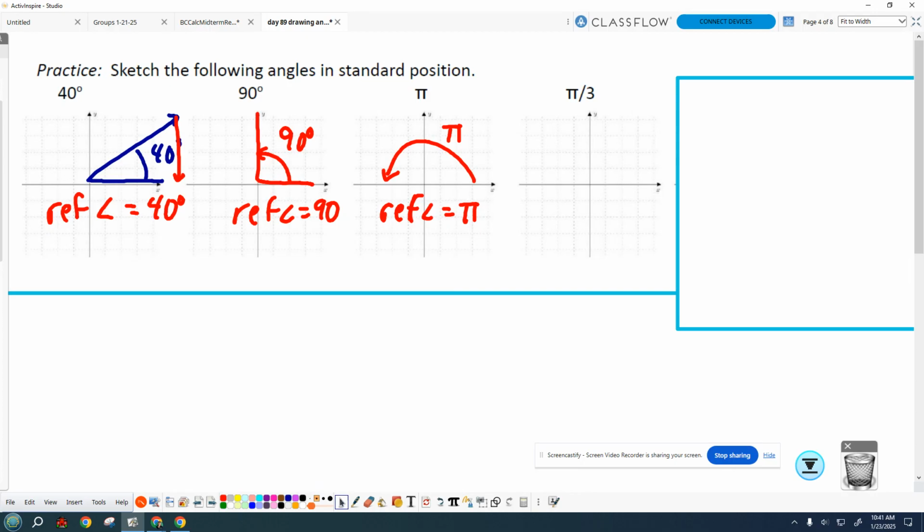Okay, pi over 3. Monte, what quadrant is pi over 3 going to land in? 1, 2, 3, or 4? 1. Okay. Conchetta, how am I going to draw pi over 3? Don't know. Okay. How much in radians is that? Pi. 1 pi. So I'm going to write it as 3 over 3 pi. How am I going to draw 1/3 of that? Monte said it's gonna land in quadrant 1.